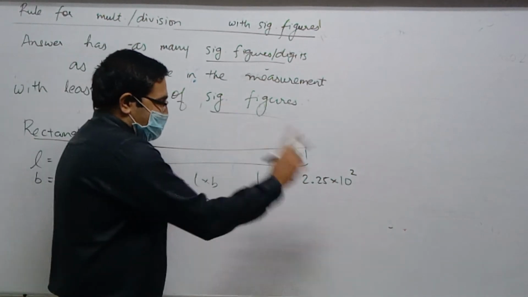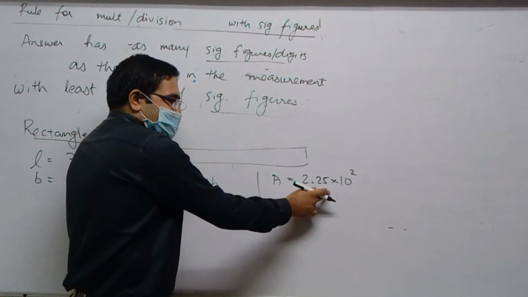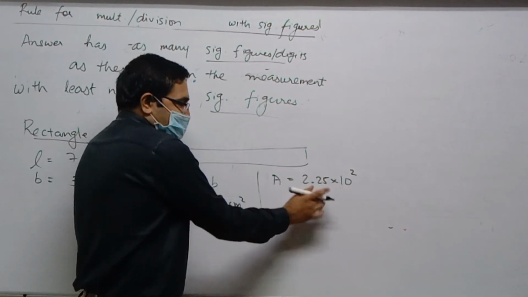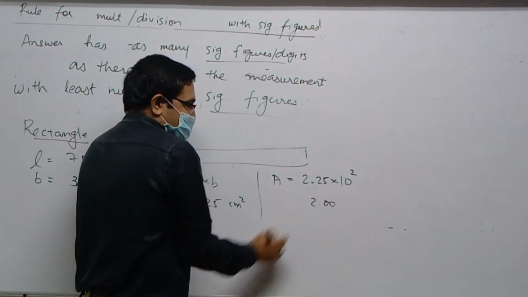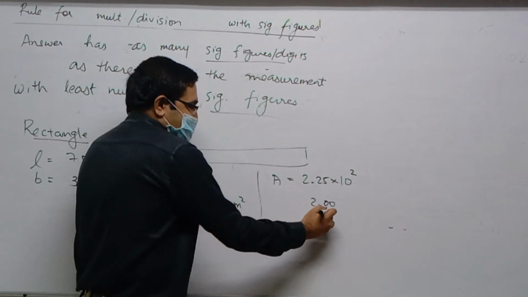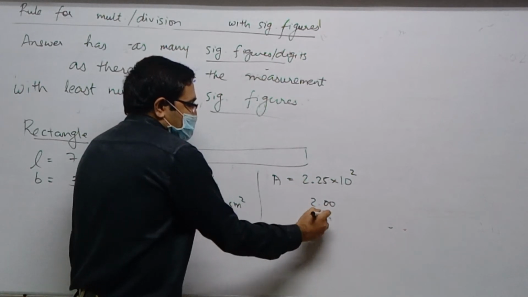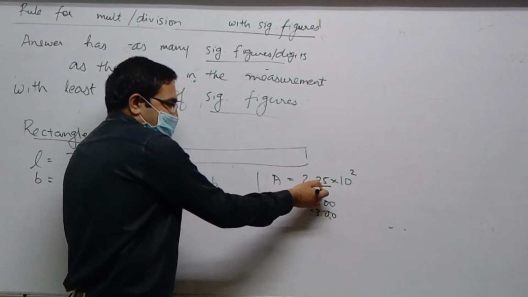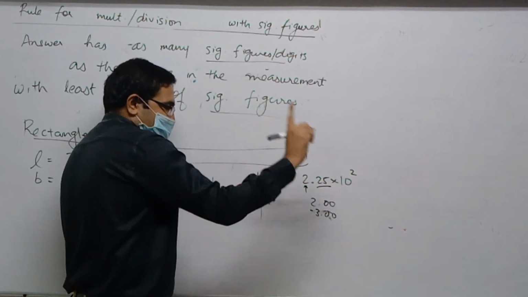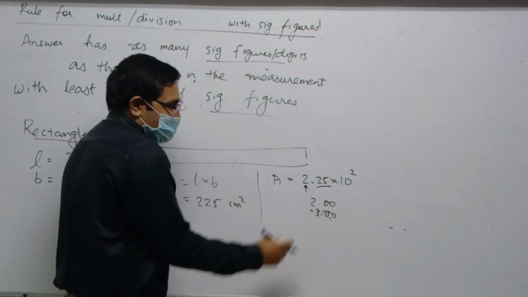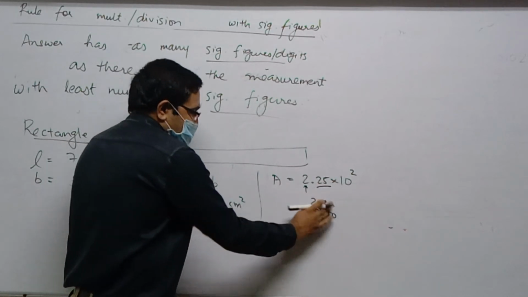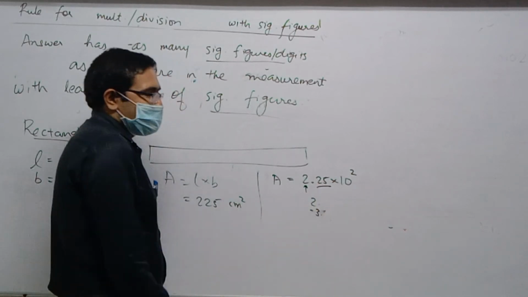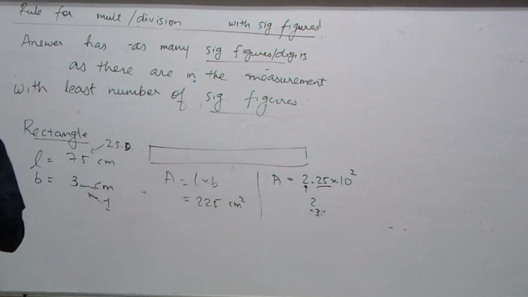Now, we want only one digit, but this has 2. So, either we remove them, then this will become 2.00, or we can increase this 2 to 3, then it would become 3.00. Yes or no? Yes. I repeat, these two are to be removed. This will remain because we want only one significant digit. So, 2.25, is it closer to 2 or to 3? Both?